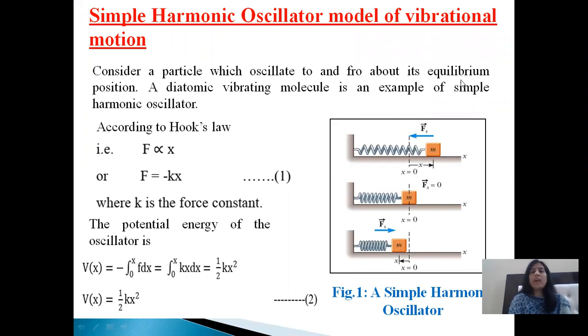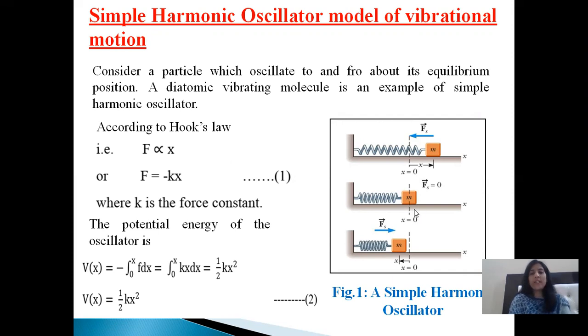In this case, to explain the simple harmonic oscillator, we take the example of a diatomic vibrating molecule. A diatomic molecule is a molecule which contains two atoms. For example, HCl. Suppose we take the HCl molecule and the bond in HCl acts as a spring. So at one end of the spring, suppose there is attached a hydrogen atom and at the other end a chlorine atom. Also suppose that one end of this spring is fixed.